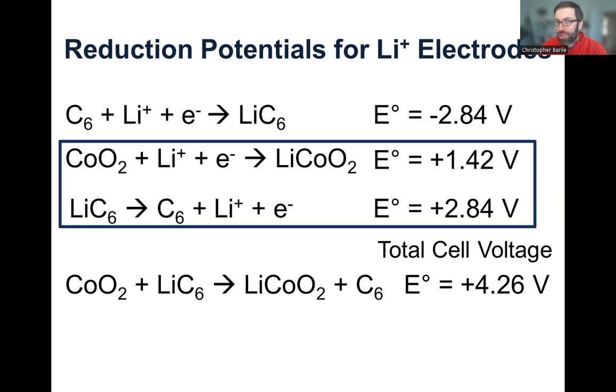And then when you're at a usable current, you're going to get lower voltage out of the system, if you're thinking about getting energy out of the system. It's always going to be lower due to some overpotential associated with the reaction.